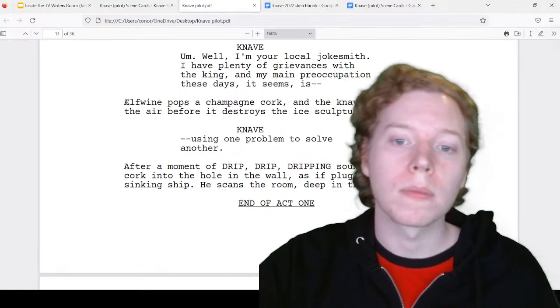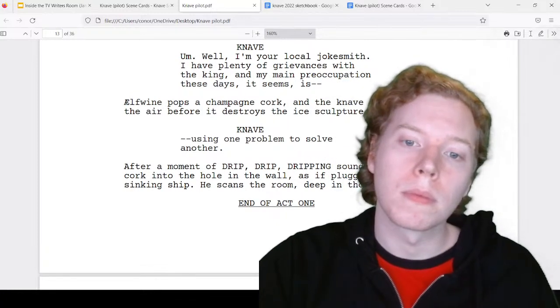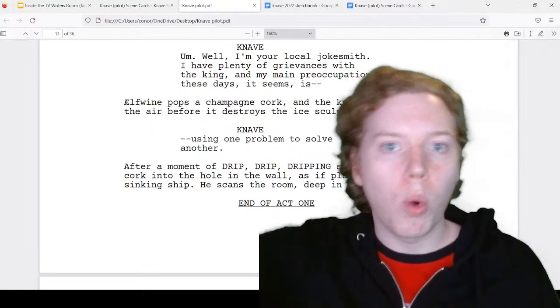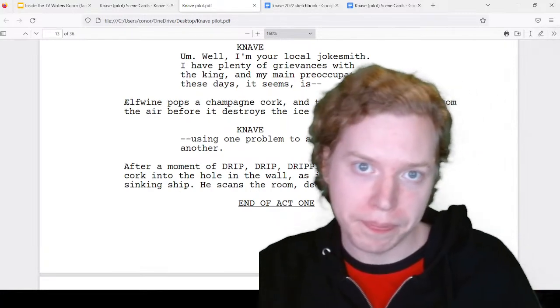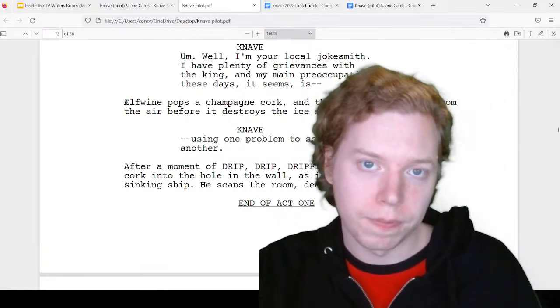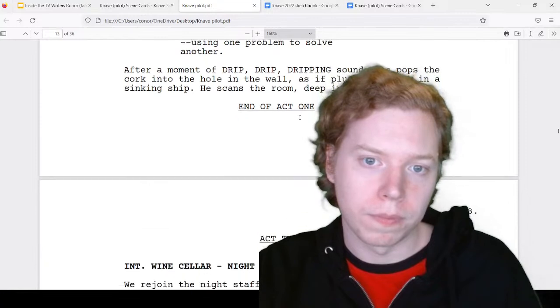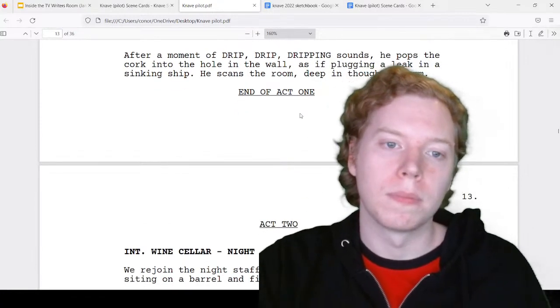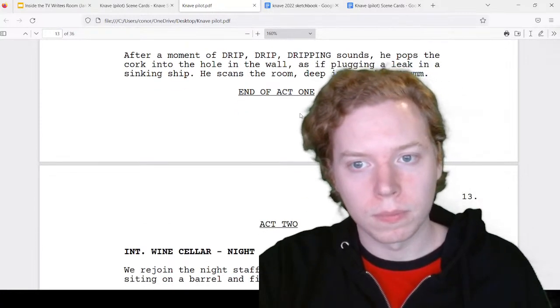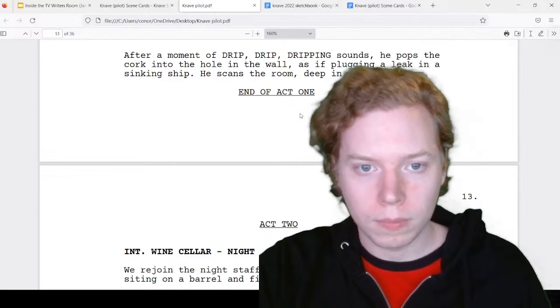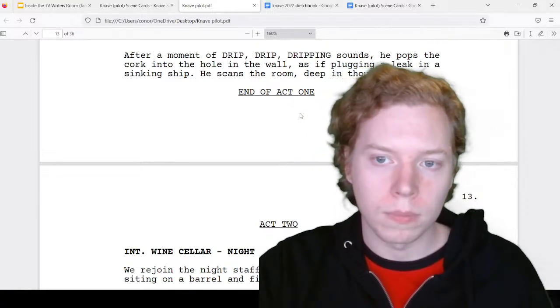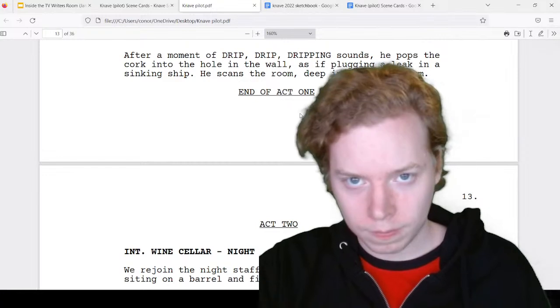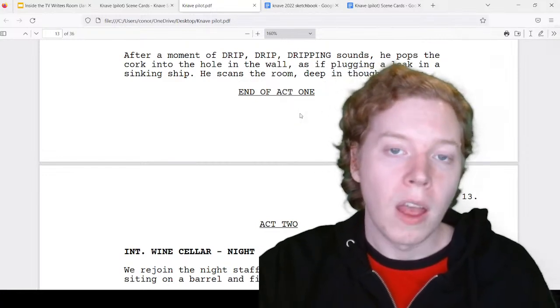Alfwine pops a champagne cork, and the knave snatches it from the air before it destroys the ice sculpture, using one problem to solve another. After a moment of drip, drip, dripping sounds, he pops the cork into the hole in the wall, as if plugging a leak in the sinking ship. He scans the room, deep in thought.